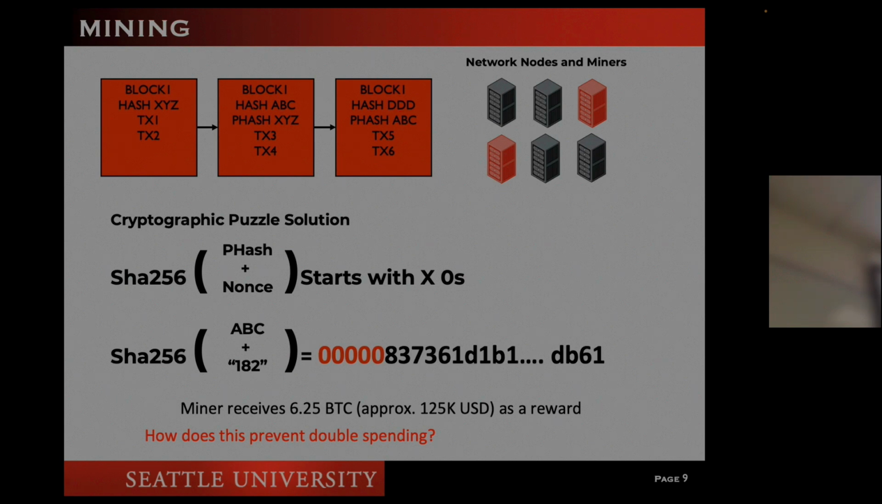One more thing. If you solve the cryptographic puzzle, you now get the right to make a block. Now, Oleg, to your point about who determines the order of transactions in that block, it is the miner who solved the cryptographic puzzle. What's the timestamp server? Timestamp server.